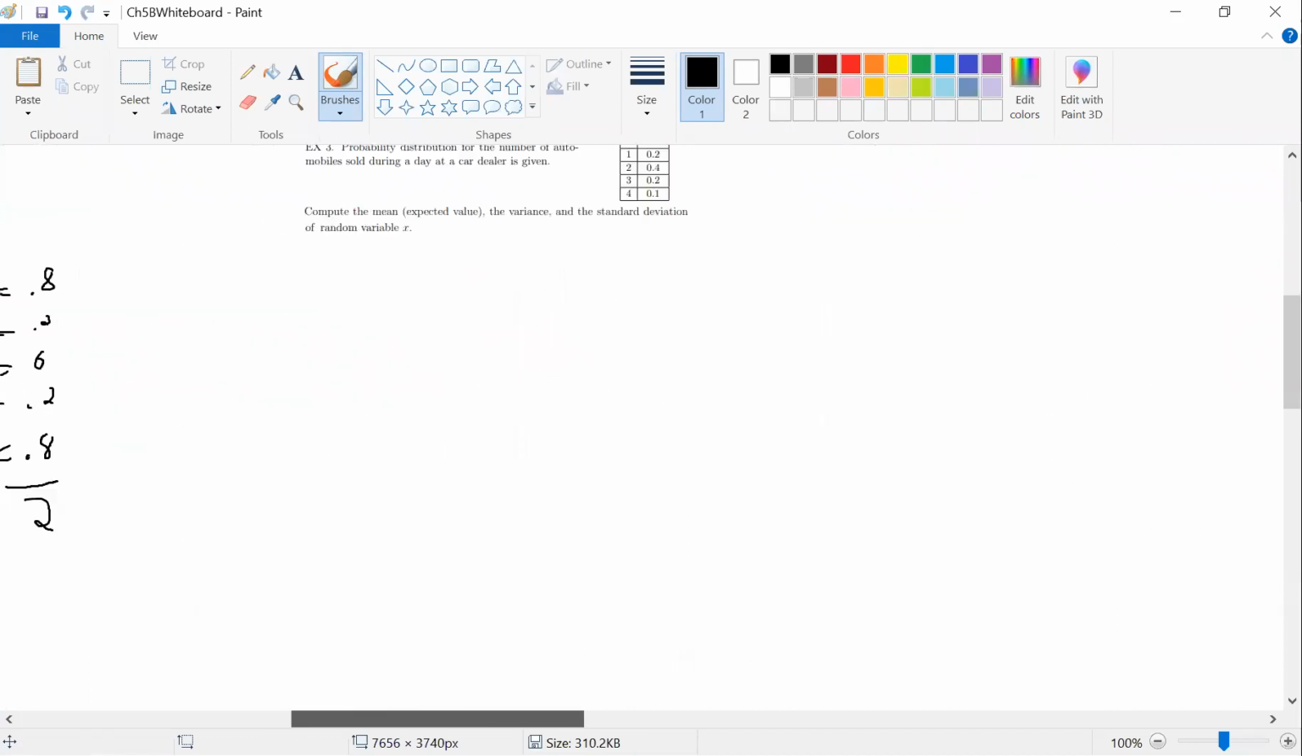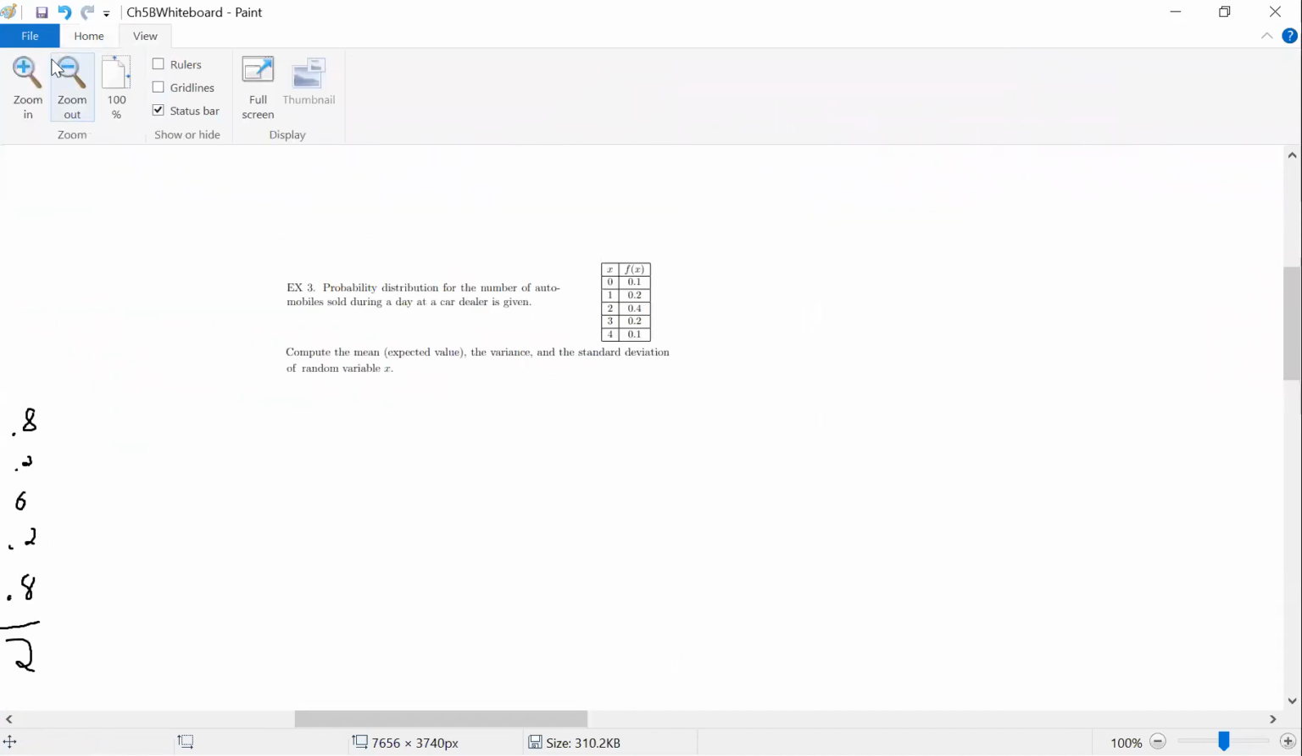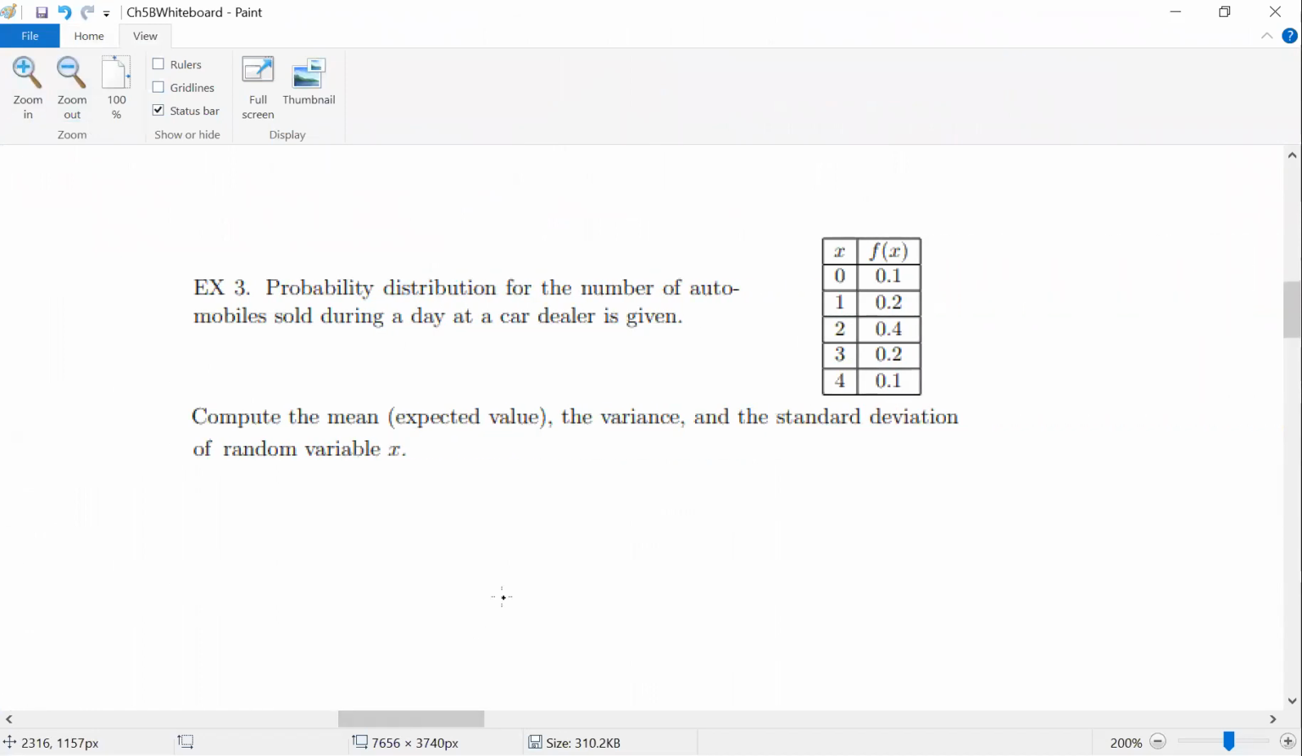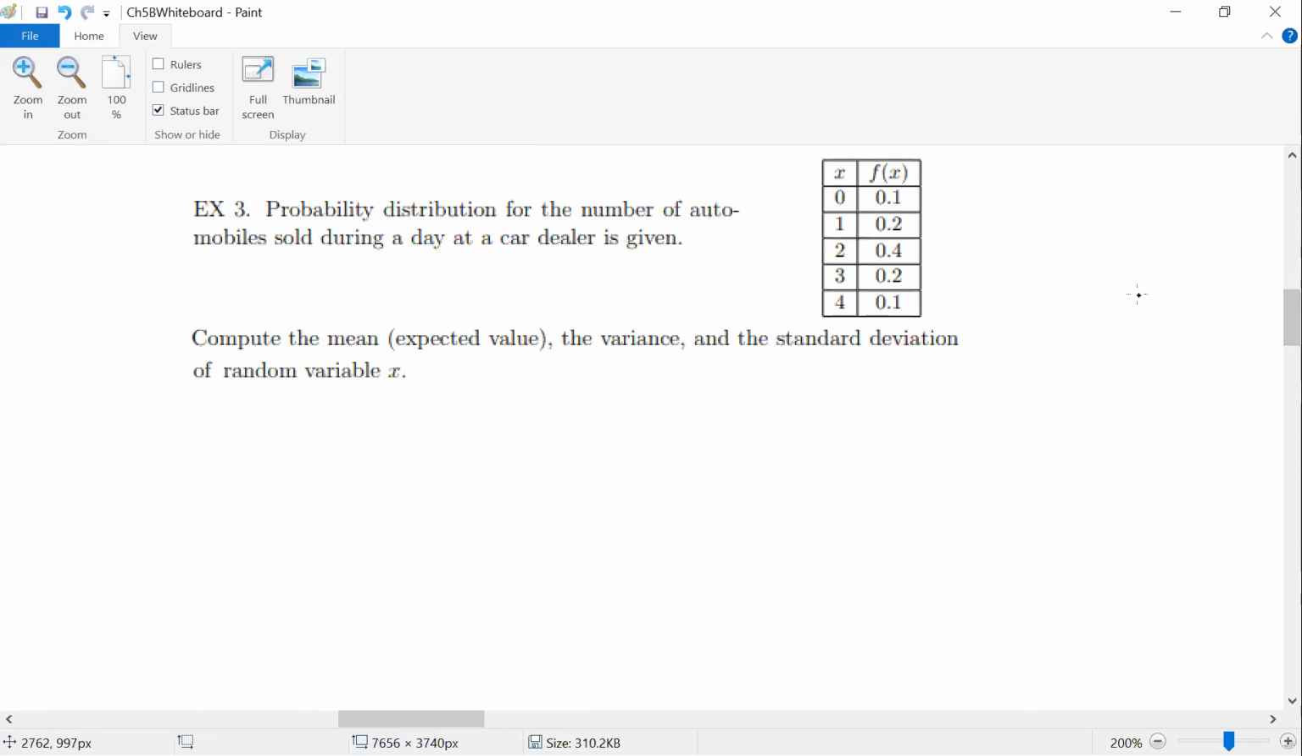I'll give you all a moment or two to do it. It's right here. Go ahead and find the mean, variance, and standard deviation. Do it in that order because you need the mean to get the variance. And then once you get the variance, you square root it. I'll leave it right here, and I'll give you about 2 or 3 minutes to do it. And then once we cover this, we'll start going relatively quickly and writing down some formulas.